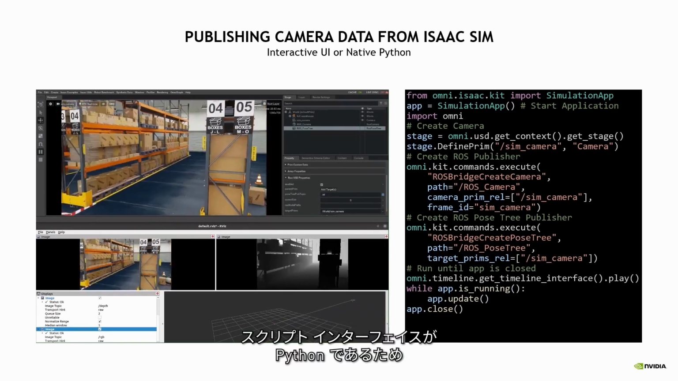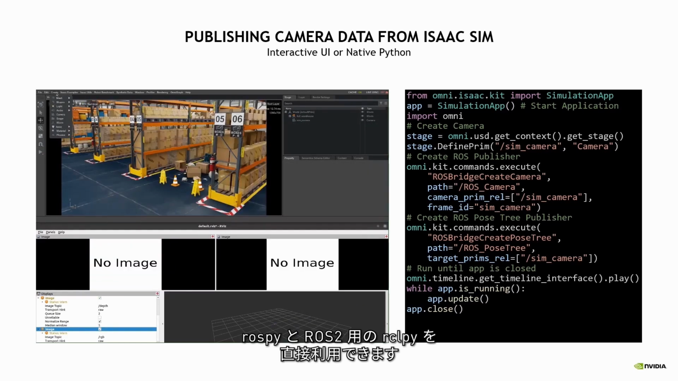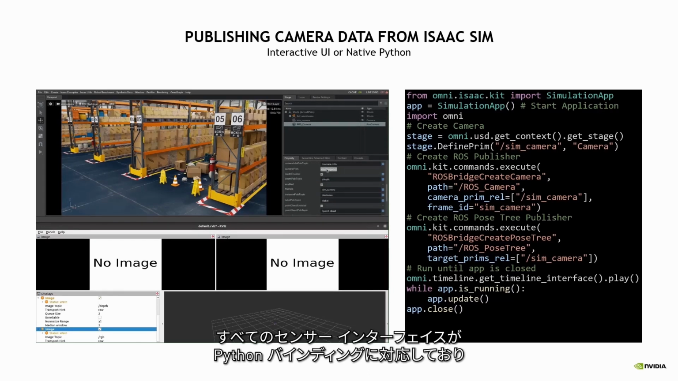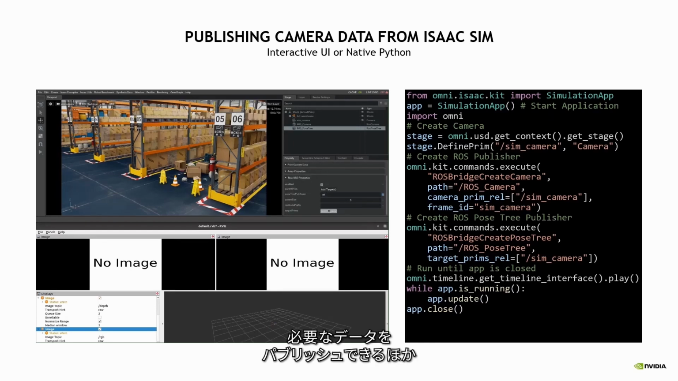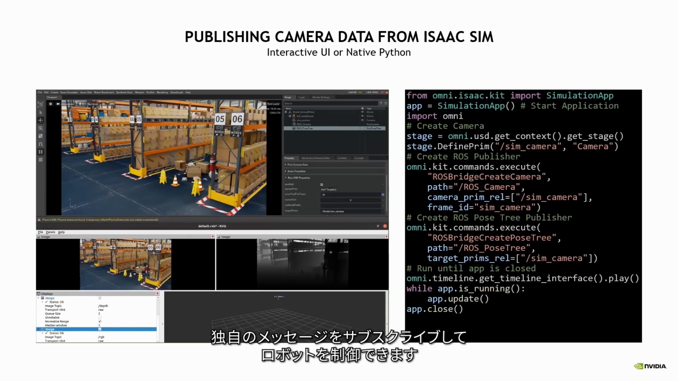But because everything in Isaac Sim uses Python as its scripting interface, both rospy and rclpy for ROS2 are directly available. The benefit of this is that all standard ROS messages are available to you, and because every single sensor interface provides Python bindings, you can access the data directly, and you can create your own ROS publishers in Python to publish any sort of custom mix of data that you'd like from the simulator. And you can subscribe to your own messages, publish messages if you want to control your robot, and so on.